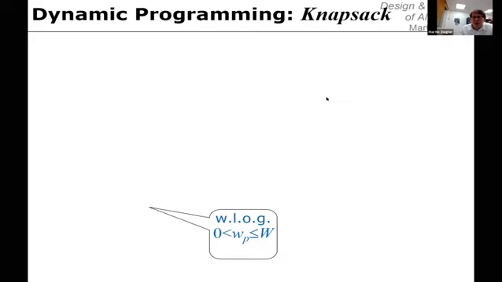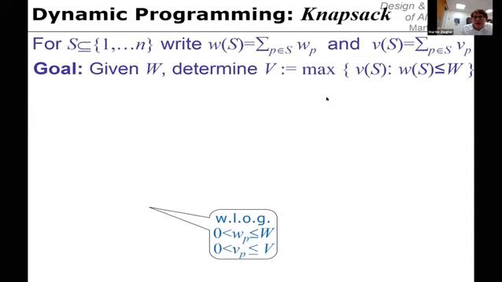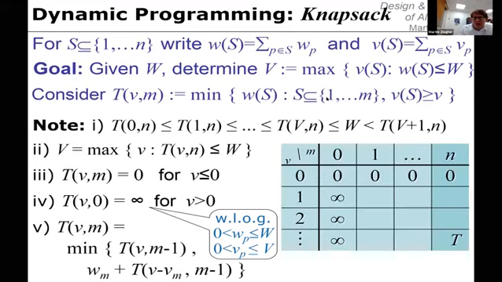Namely, this algorithm will turn out to run in strongly polynomial time, which means in time polynomial in n, the size of the input, the number of packets, plus v, where v is now the total value of the packets, or put differently, the value that we're looking for subject to the weight constraints, that is the answer to the maximization problem.